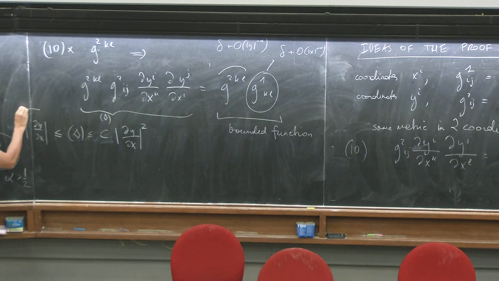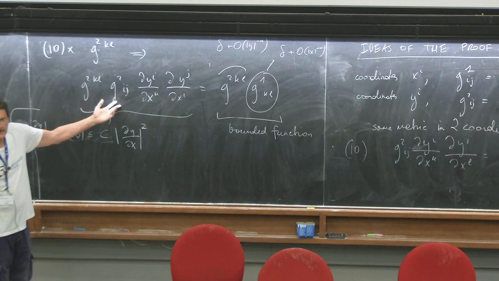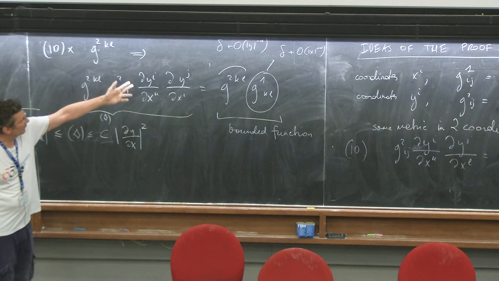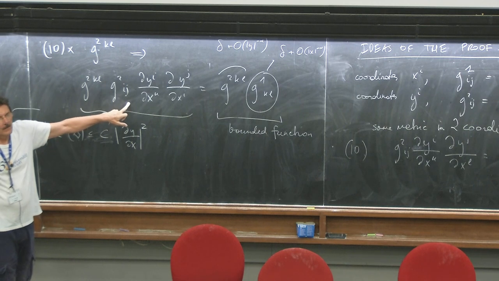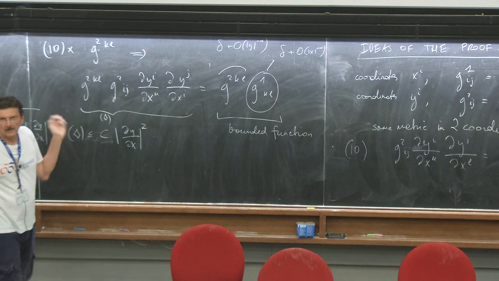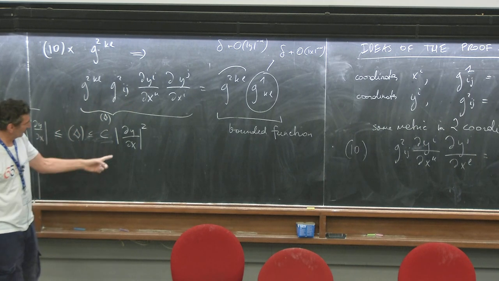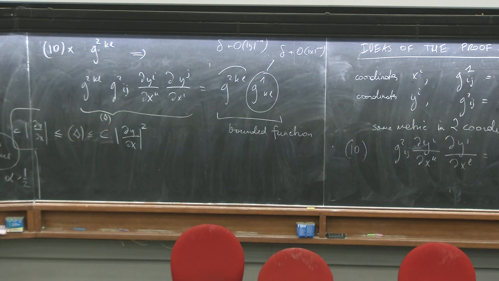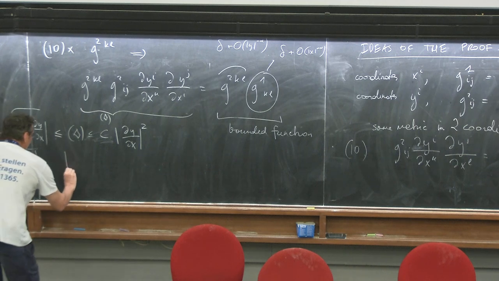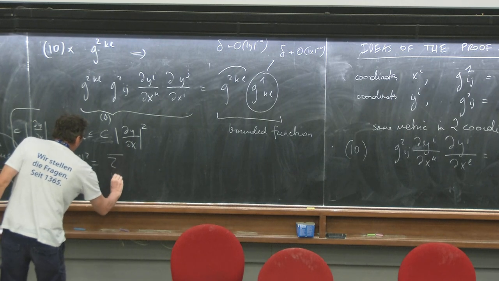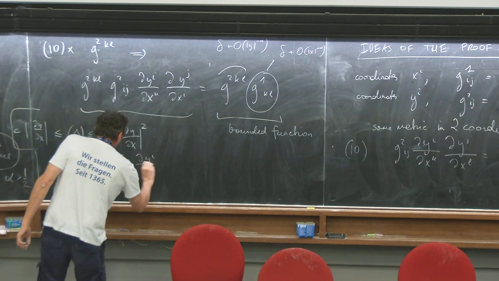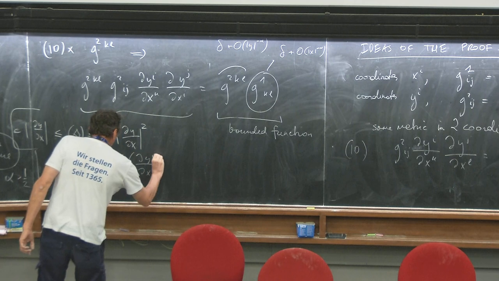And this is just freshman algebra. You have a quadratic positive definite form on the space of matrices. The space of matrices is finite dimensional. All norms in finite dimensions are equivalent, so this norm is equivalent to the Euclidean norm, which is just dy over dx squared. And of course, dy over dx squared is just the sum over ij of dyi over dxj squared.